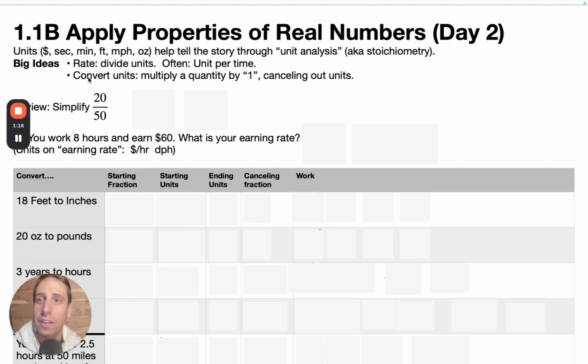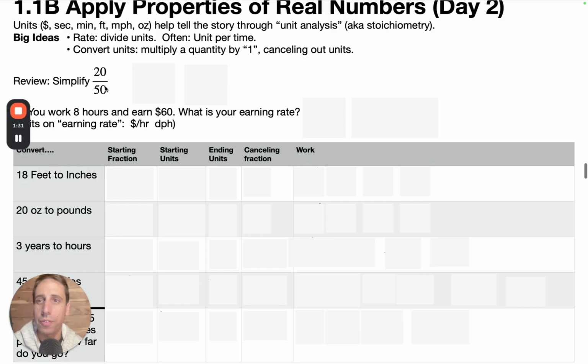The second big idea is that if you want to convert units, we're going to multiply by a fraction that equals 1, and that'll help us cancel out the units. I'll explain more about that in a second. So check this out. But in order to get us started, let's review.